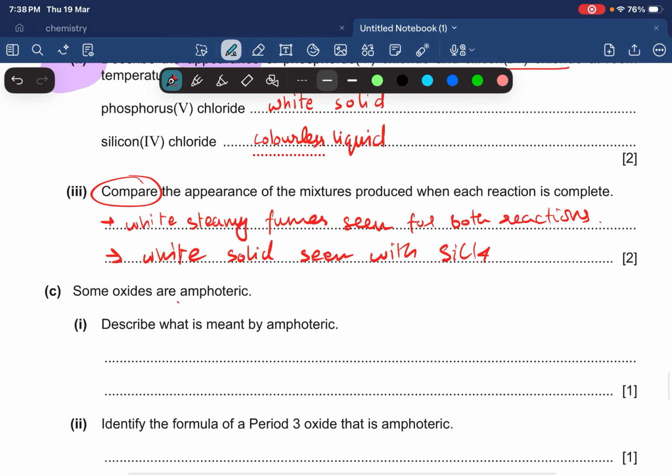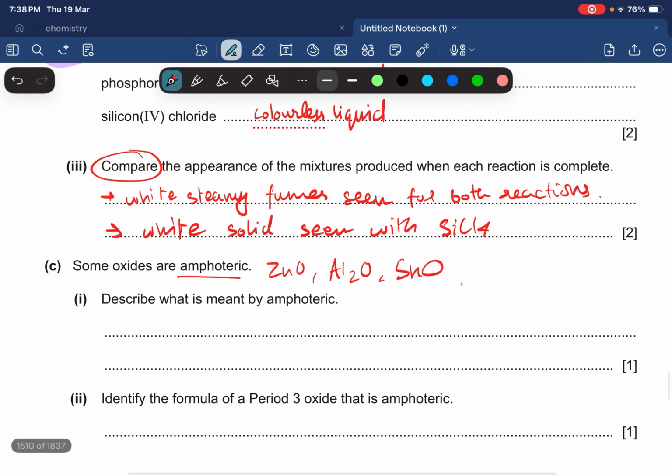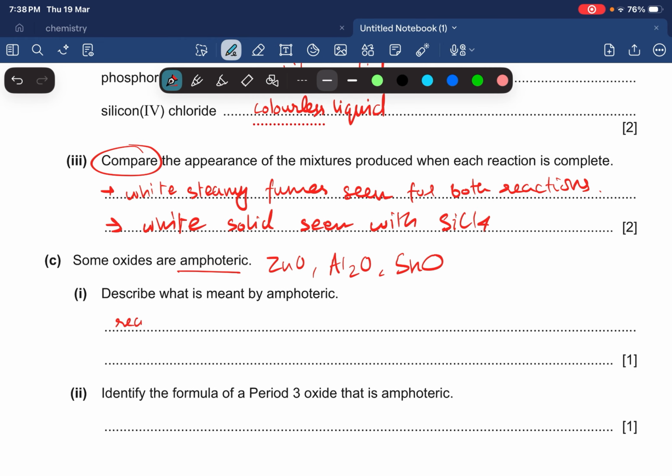Some oxides are amphoteric. Amphoteric means they react with both acids and bases to produce salt. Examples are zinc oxide, aluminum oxide, tin oxide, and whatnot. Describe what is meant by amphoteric. Reacts with both acids and bases to produce salt and water. That's an important line.